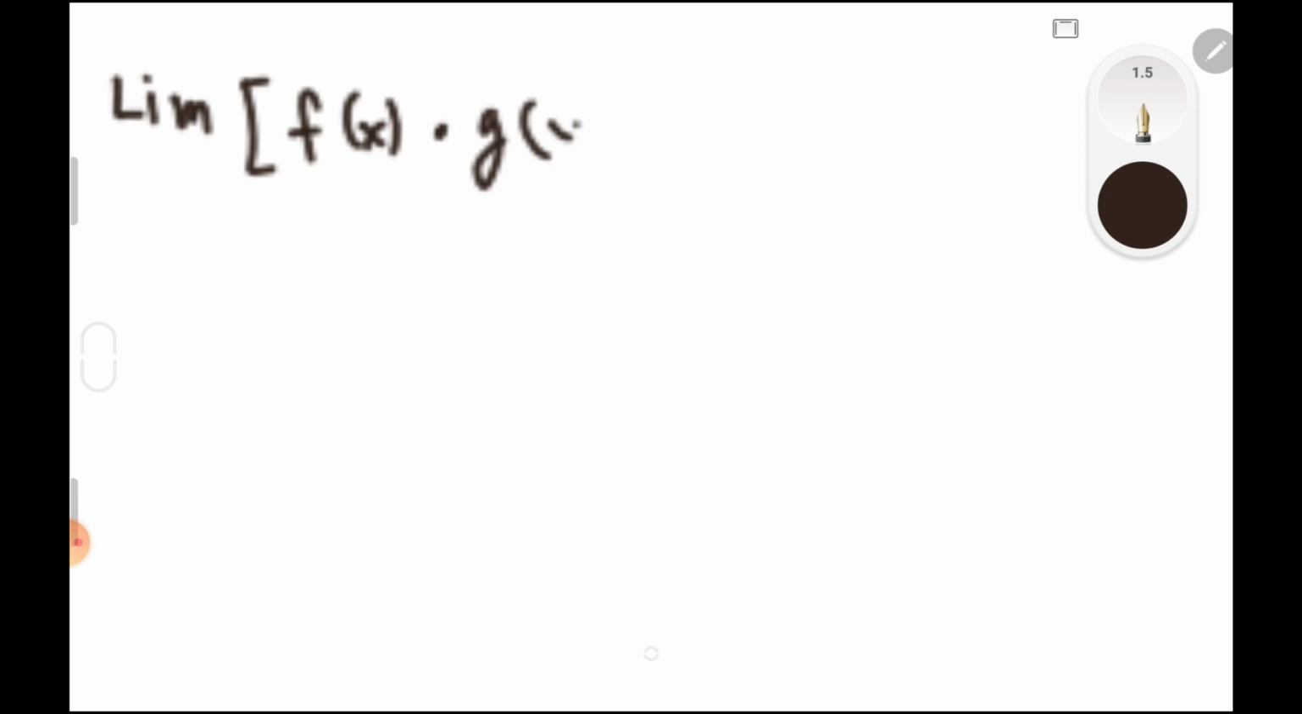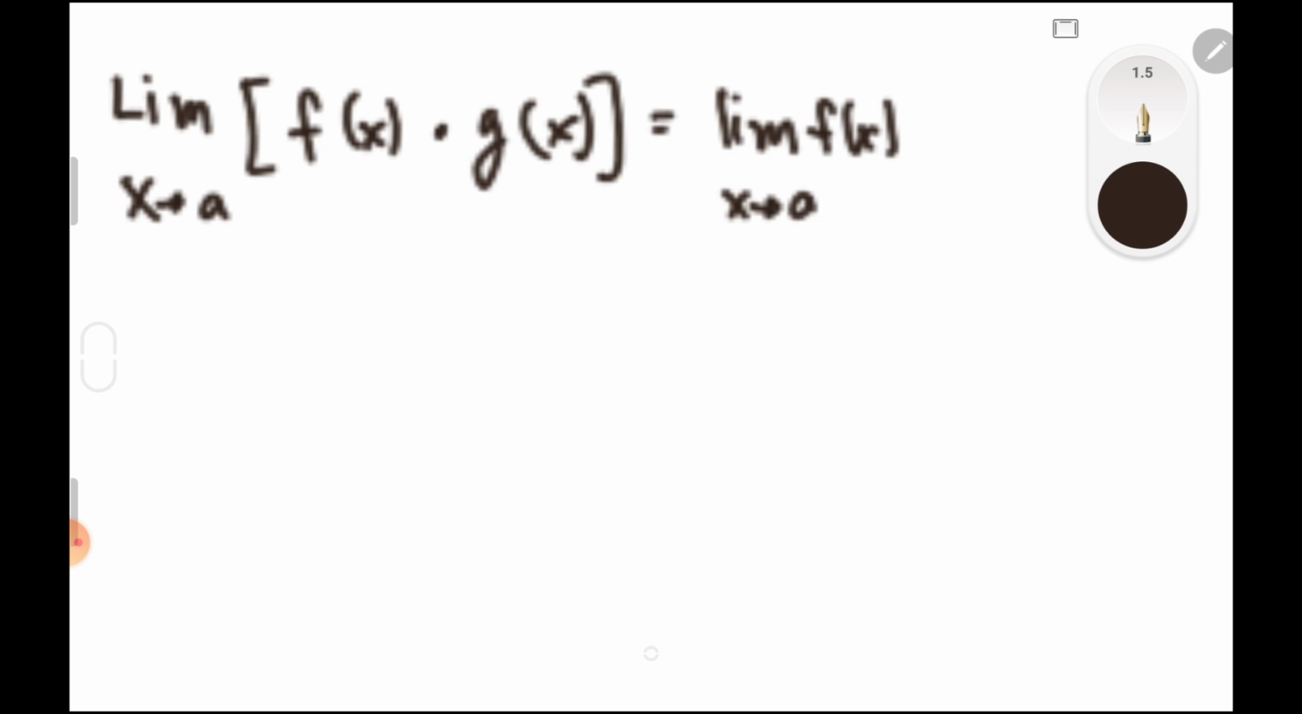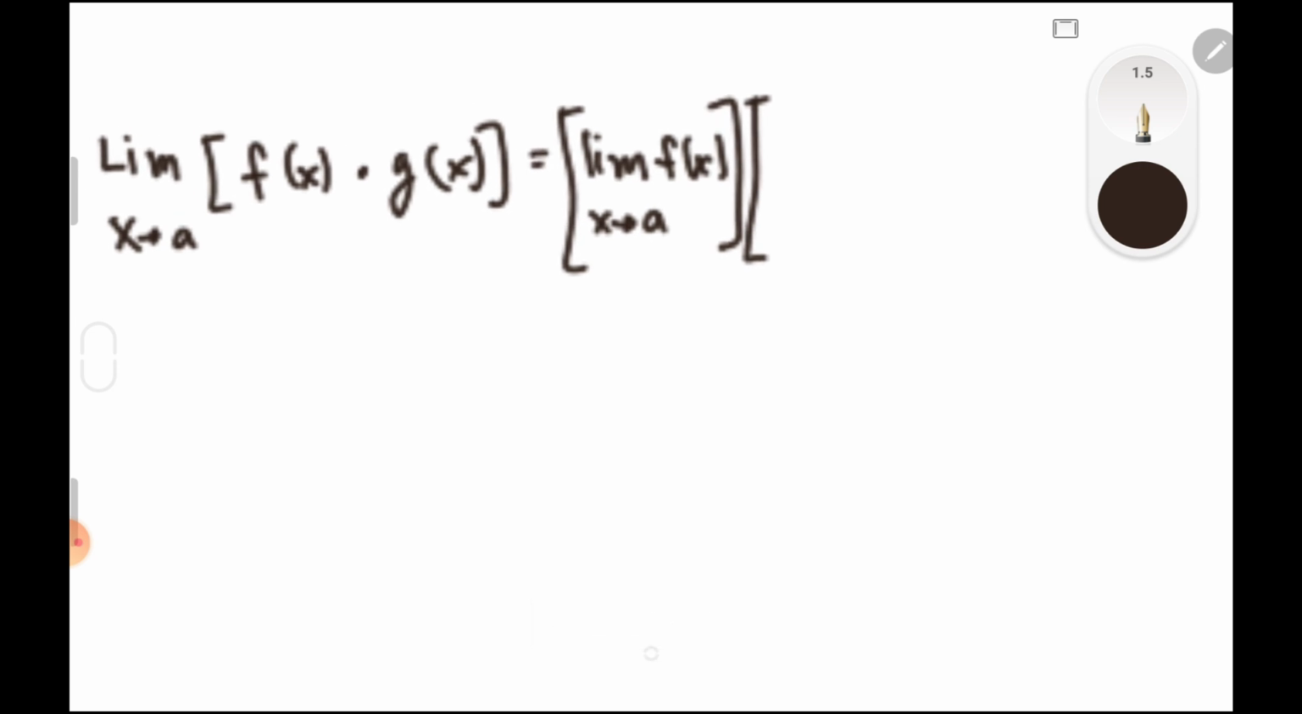For theorem number 5, we have the limit of f of x multiplied by g of x can be equal to the limit of f of x as x approaches a, multiplied by the limit of g of x as x approaches a.